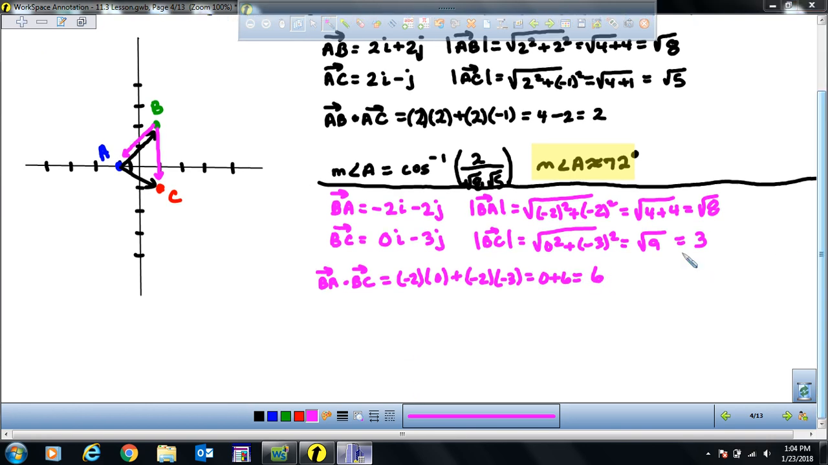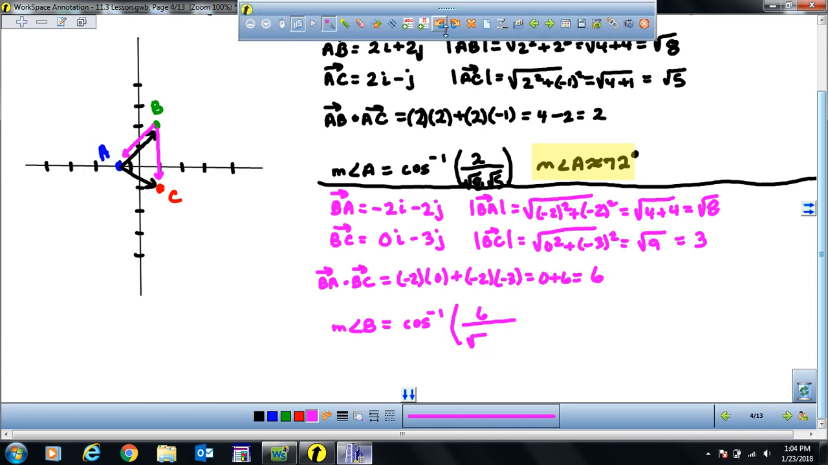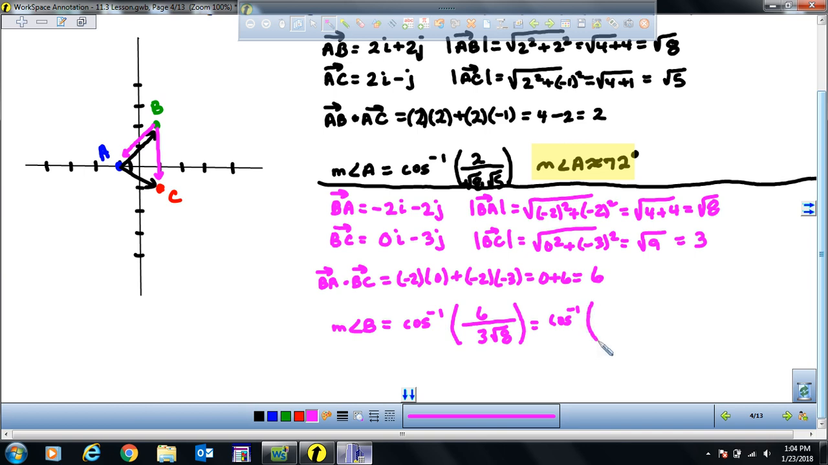Okay. So what angle are we finding here? Angle B, right, which is the angle right here where the two vectors open. So the measurement of angle B is going to be the cosine inverse of the dot product, which is 6, divided by the product of their magnitudes, which is the square root of 8 times 3. I'm just going to put 3 times the square root of 8. We can simplify this actually to make it easier. So it would be cosine inverse of 6 divided by 3, which is 2, so 2 divided by the square root of 8, right?